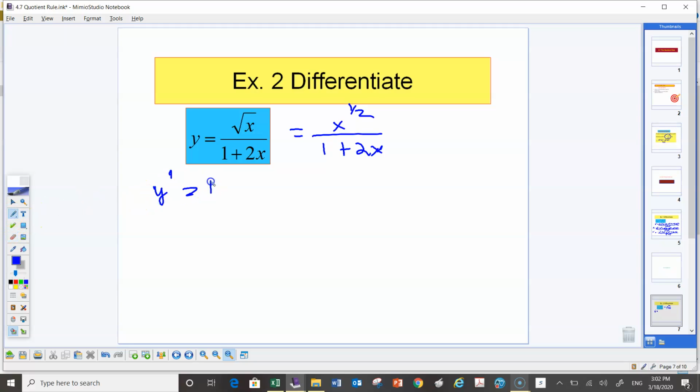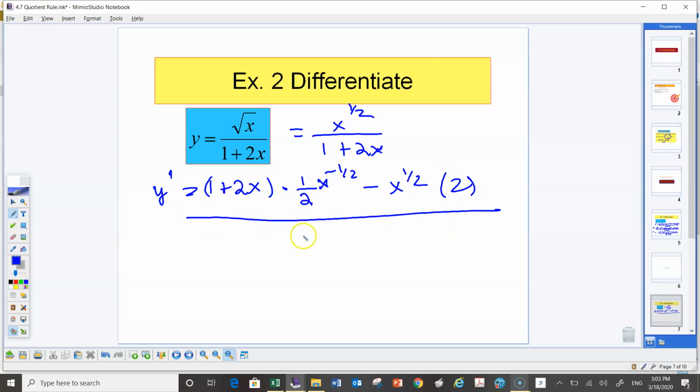so it's the bottom, which is 1 plus 2x, times the derivative of the top, which is 1/2 x to the minus 1/2, minus the top, which is x to the 1/2, times the derivative of the bottom, and this is all over the denominator squared. Again, we are done calculus here. Now it's a matter of simplifying.